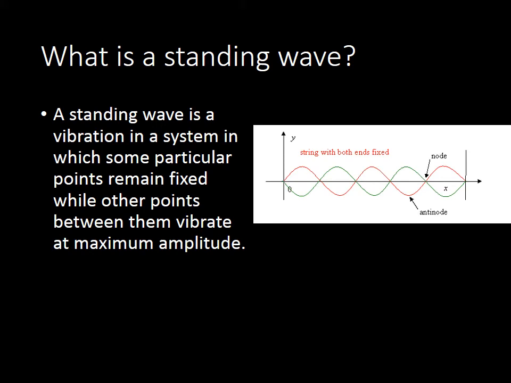So, what is a standing wave? Well, a standing wave is just a vibration in a system in which some points remain fixed and others between them vibrate at maximum amplitude. If you look at the picture over here, you'll see that there are some points in the wave that are always in the same spot along the midline, and then you will notice that there are points where everything is as far apart or at maximum amplitude from each other as they can get.